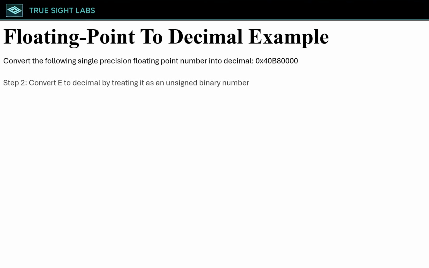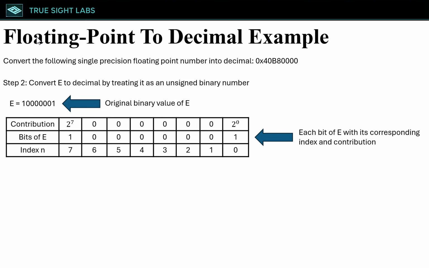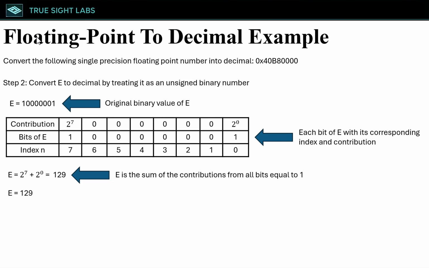The second step is to convert E to decimal by treating it as an unsigned binary number. So this is the original binary value of E. Each bit of E with its corresponding index and contribution are shown in the table. E is the sum of the contributions from all bits equal to 1. E is finally determined to be 129.